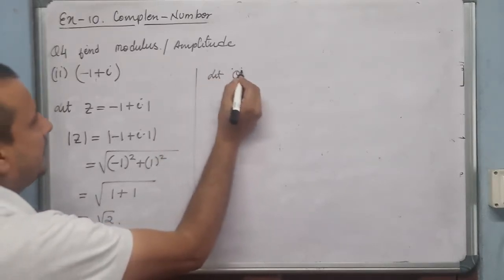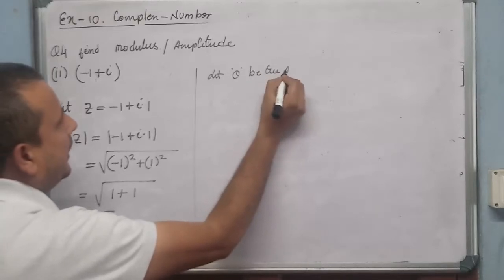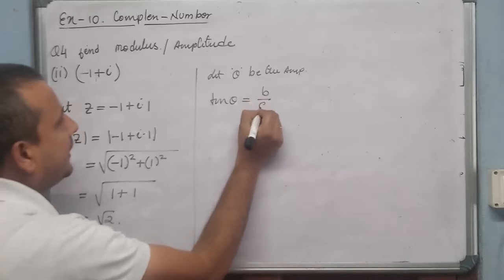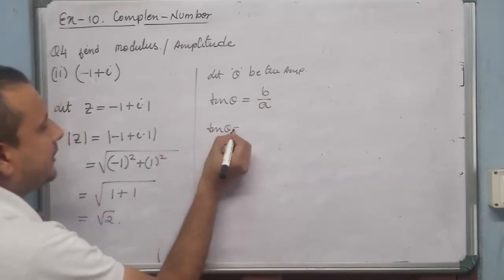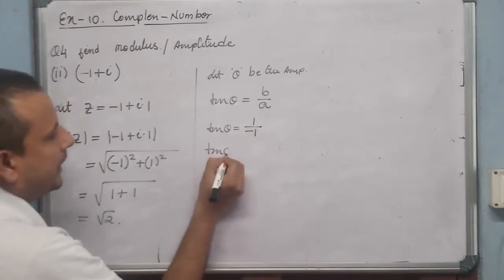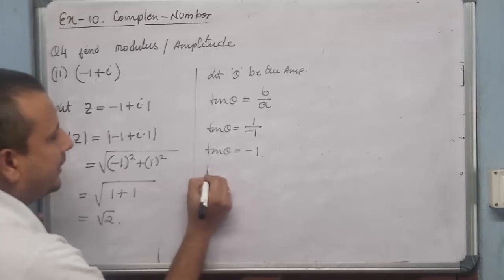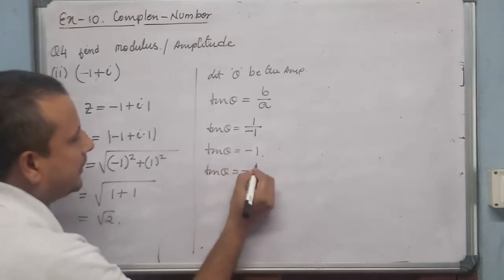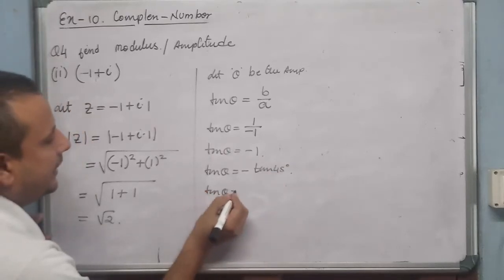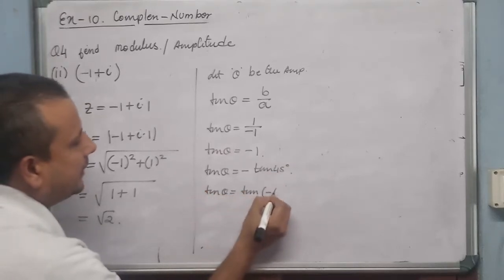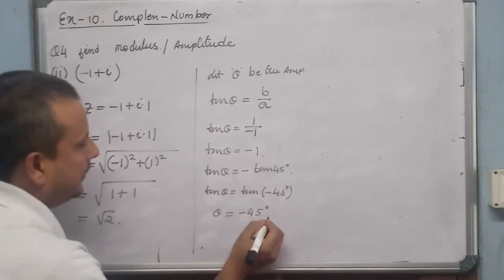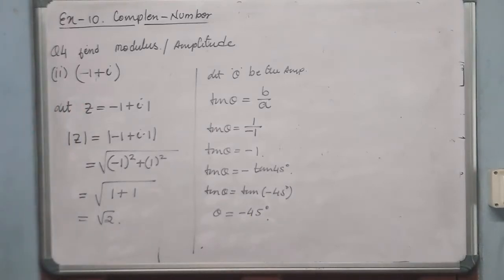And again, let theta be the amplitude. Then tan theta is equal to b by a. Now b is 1, a is minus 1. Now we have tan theta is equal to minus 1. And tan theta is equal to minus tan 45 degrees. Or we can write tan theta is equal to tan of minus 45 degrees. Then theta is equal to minus 45. This is the modulus and the amplitude.